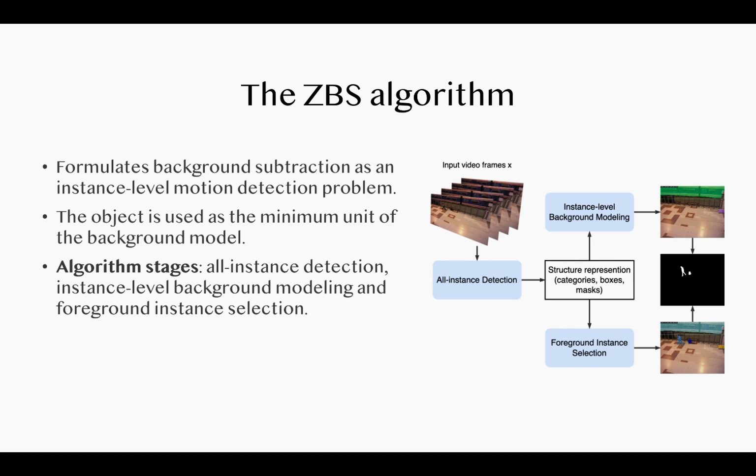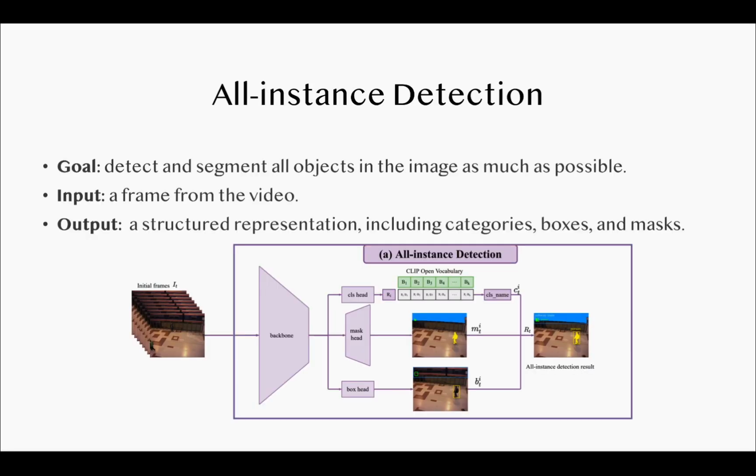During the foreground instance selection stage, the algorithm determines the final foreground segmentation result based on the structured representation of the current frame and the background model from prior frames. Our method breaks down the task of background subtraction into two steps. The first step is the all-instance detection stage, where our goal is to detect and segment all objects in the image as completely as possible.